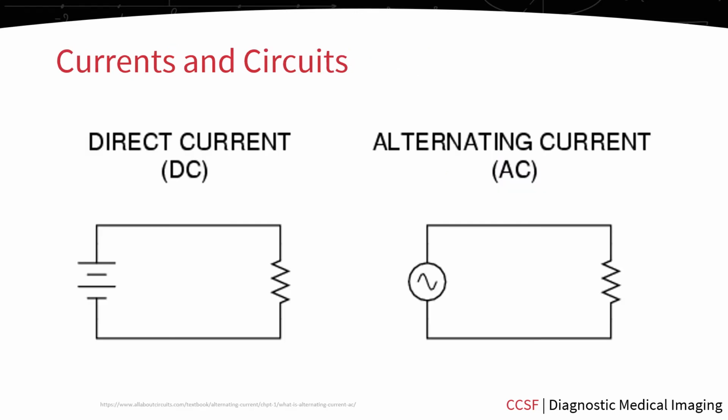If you're looking at a circuit diagram, there's an easy way to tell if it's running on DC power or AC power. On the left, you'll see a symbol for DC power, which are those parallel lines. And on the right, you'll see the symbol for AC power, which is that sigmoid.